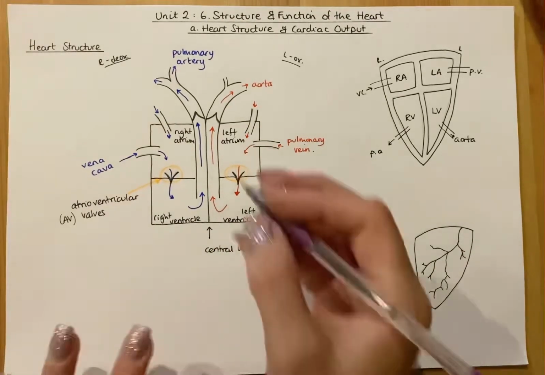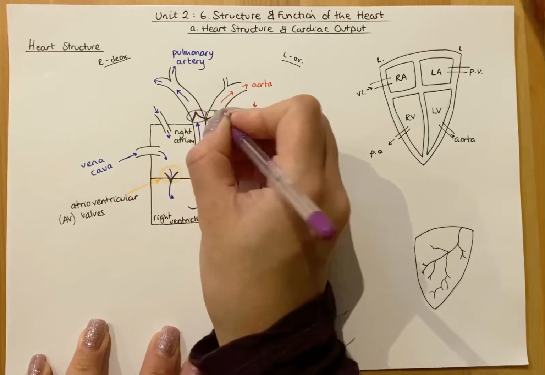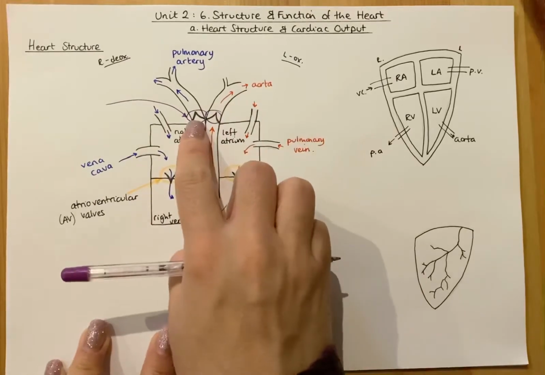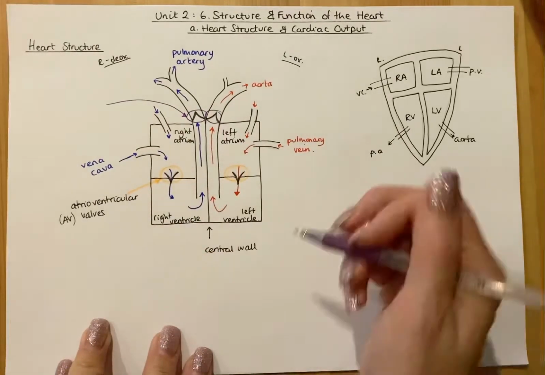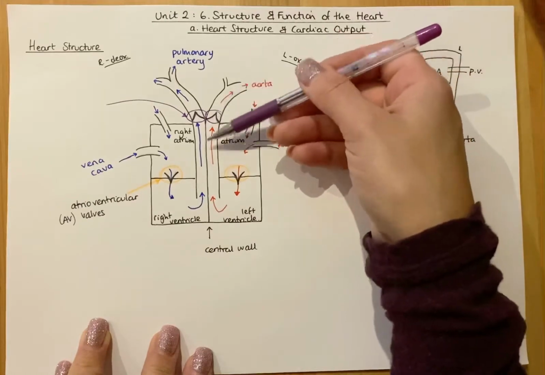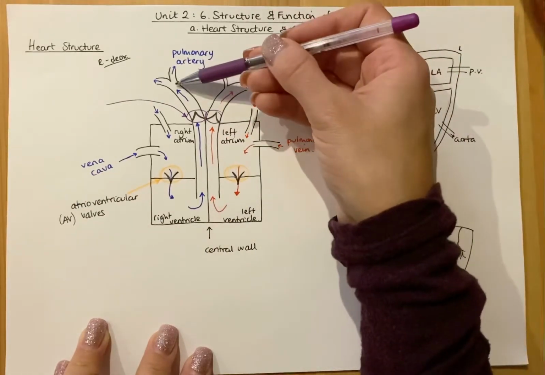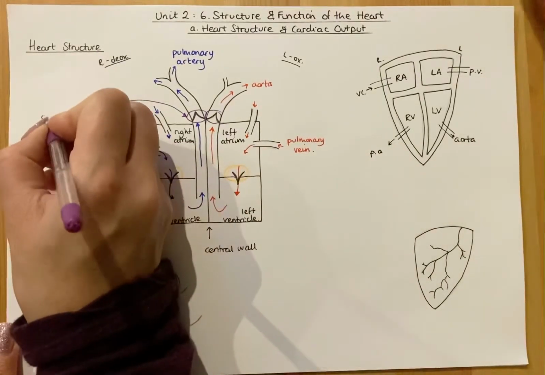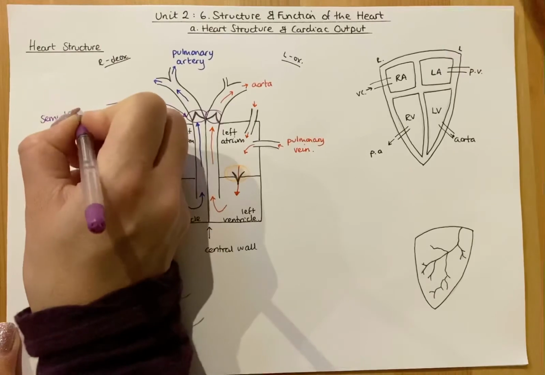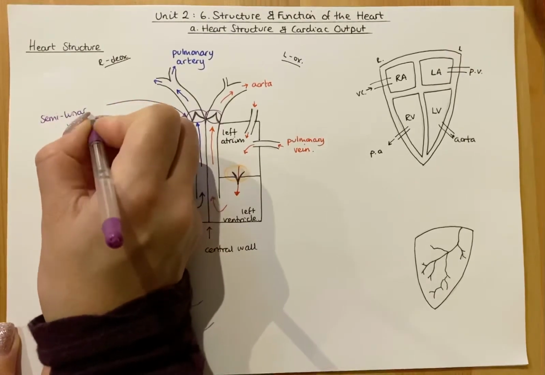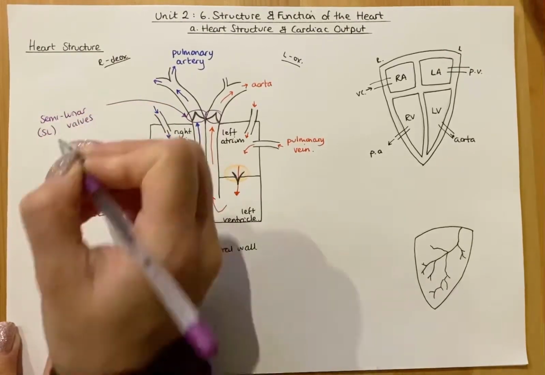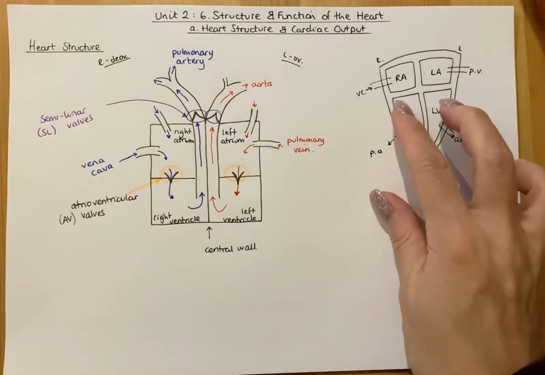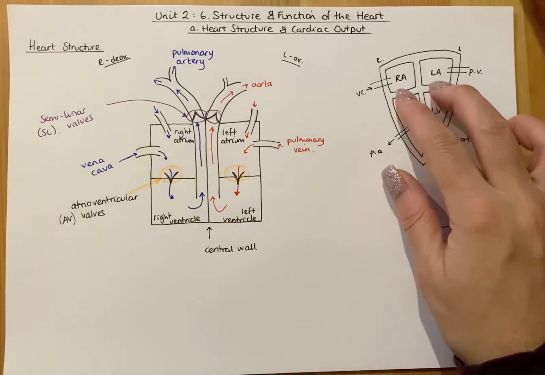Now the other two, which are these ones here, are found in the arteries that leave the heart, in the pulmonary artery and the aorta. And they prevent blood from flowing back down from the aorta into the left ventricle and from the pulmonary artery into the right ventricle. And these ones are called semilunar valves, sometimes shortened to SL valves. Now in a diagram, again, they could show you these, but particularly for this diagram, it would really only be the AV valves to be able to show.